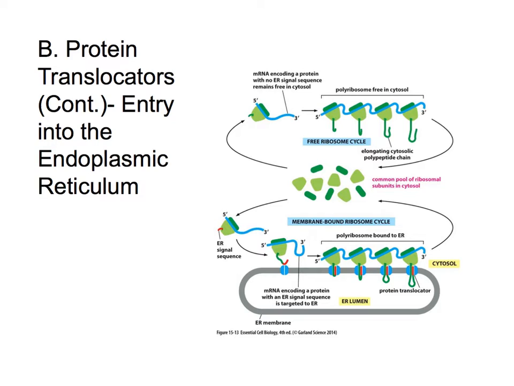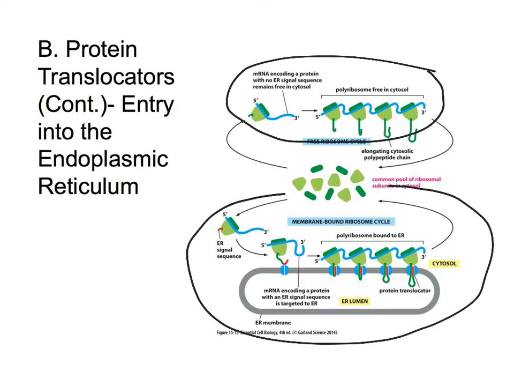Protein entry into the endoplasmic reticulum also involves protein translocators. This figure is just to remind us that there are these 2 different populations of ribosomes. There are the ribosomes that make proteins at the top level here, located in the cytosol, and they're free ribosomes. They make cytosolic proteins. And then there are the membrane-bound ribosomes that make proteins that are going to be inserted into the ER.